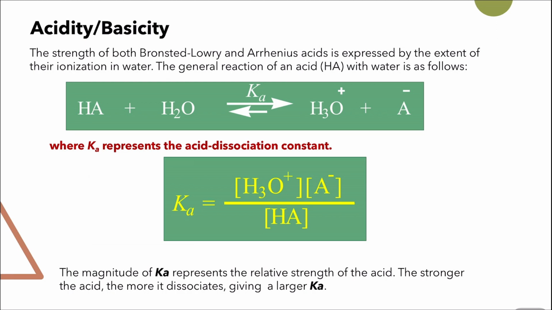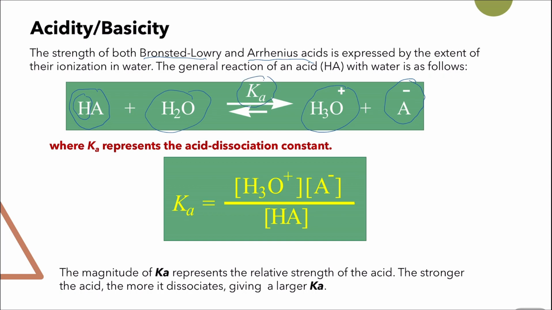The strength of both the Brønsted-Lowry and the Arrhenius acids is expressed by the extent of the ionization of the acid in water. So the general reaction of any acid, HA, which is a source of hydrogen here. We are talking about Brønsted-Lowry and Arrhenius because they both need to have a proton. The acid needs to have a proton. The dissociation in water will give you the hydronium ion and the conjugate base of the acid, which is A with a negative charge.